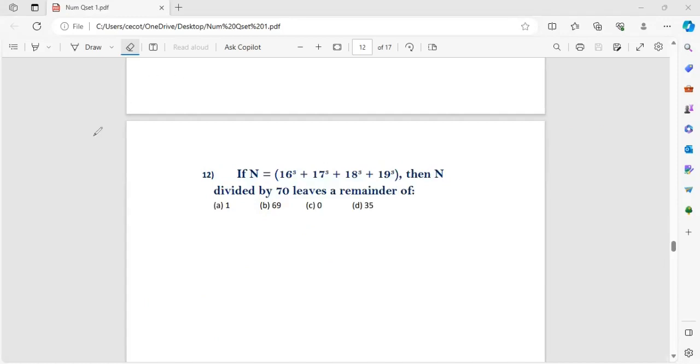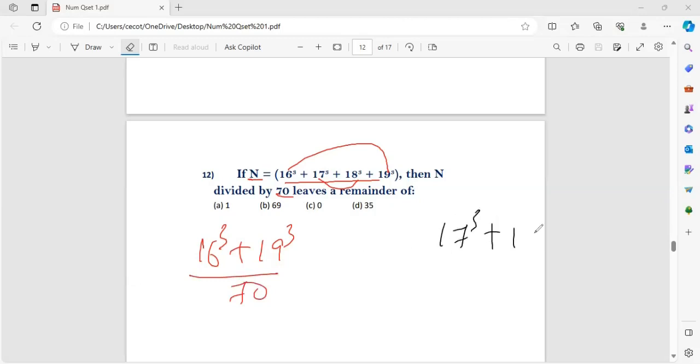Now, question number 12. It's a level up question. We are given one number in this format and we are asked to find the remainder when this is divided by 70. There are multiple ways over here. One way: let's combine 16 cube and 19 cube, and 17 cube and 18 cube. Now, don't go and find the answers of 16 cube, 17 cube, 18 cube and 19 cube. If you know the cubes by heart, you can try, but you can go with other approaches. So 16 cube plus 19 cube by 70, one term. The next term we are combining is 17 cube and 18 cube by 70.